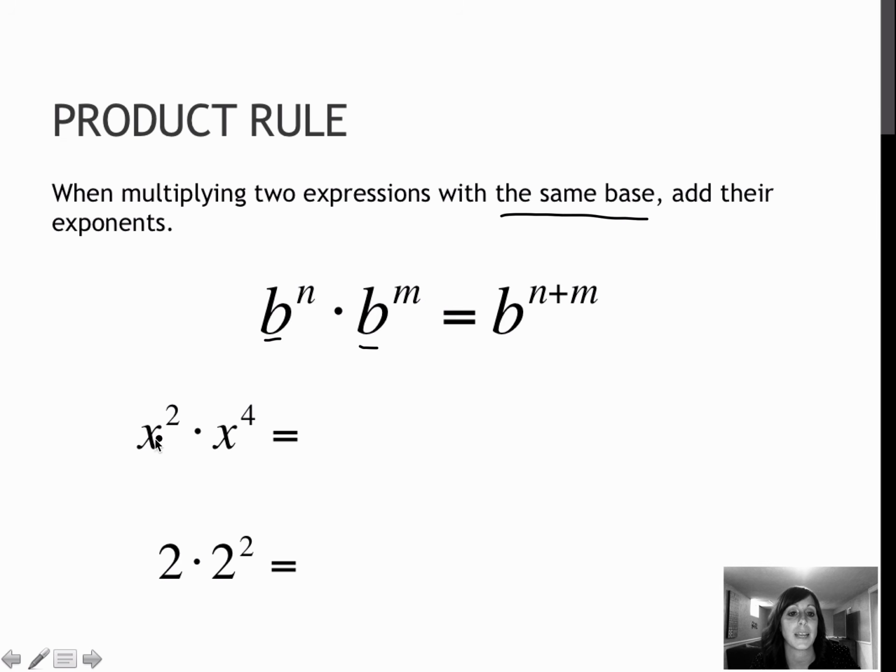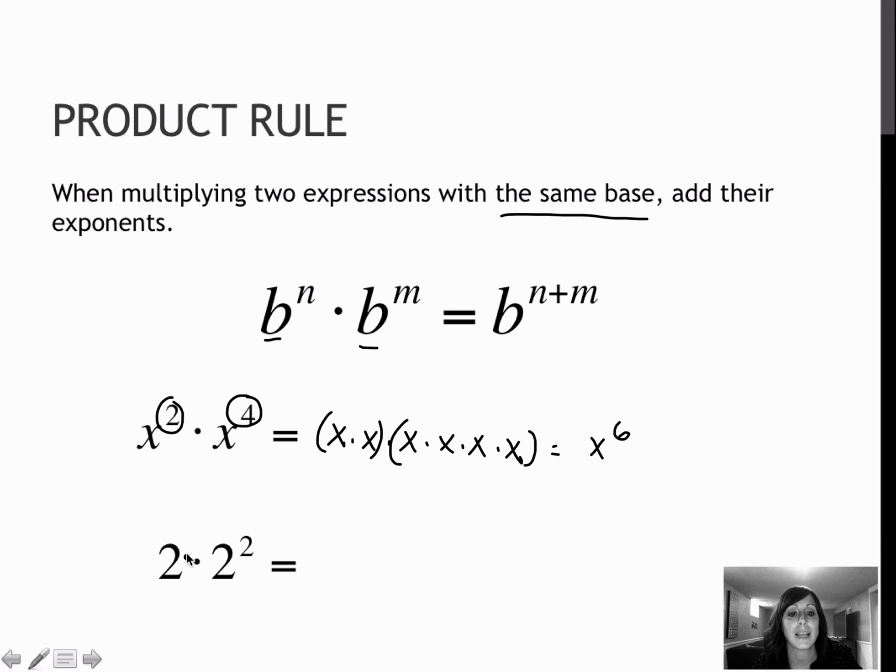For my first example, x squared times x to the fourth, remember this would be like having two x's and then four x's, which is why our rule works, which means total I would have 6 x's. So instead of having to write this out every time, we can just add the exponents to find out how many x's total we have.